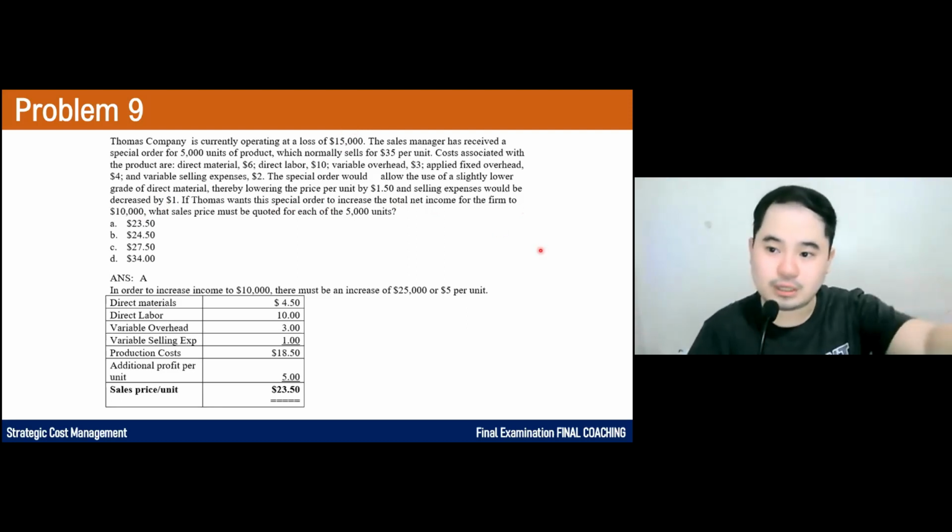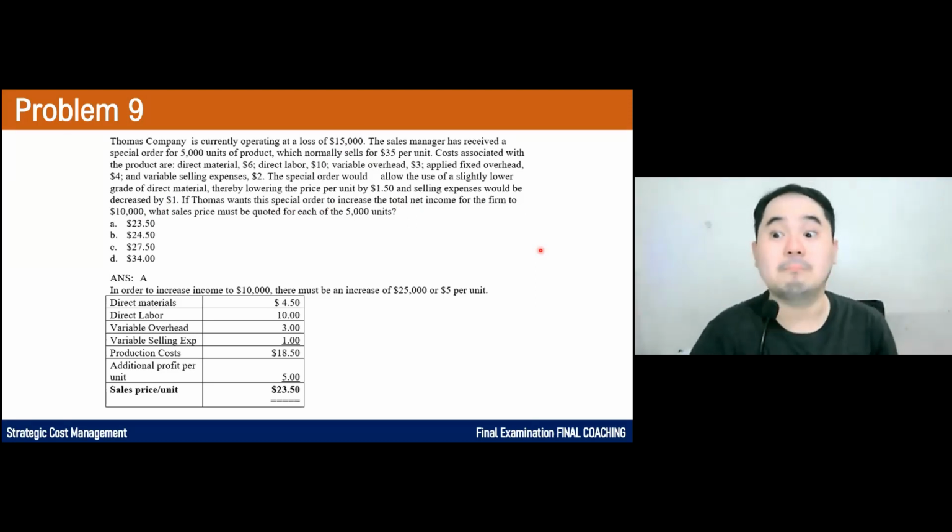Itong problem, medyo kakaiba. Walang sinabi kung may idadrop kang normal sales, wala ring sinabi kung may excess capacity ka. Pero ang atake ng tanong sa inyo, required income. Posible rin yun. Kaya ito yung ginamit kong example.